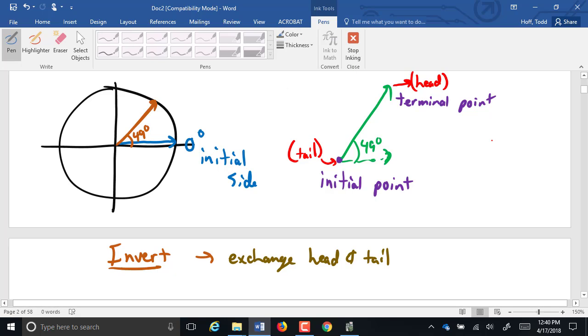A vector has two things. It has a line of action. The line of action is that line that it acts on. And then it has a direction. That head of the vector specifies the direction along that line of action. So an inverse or an inverted vector will have the same line of action, just the head is on the other end.